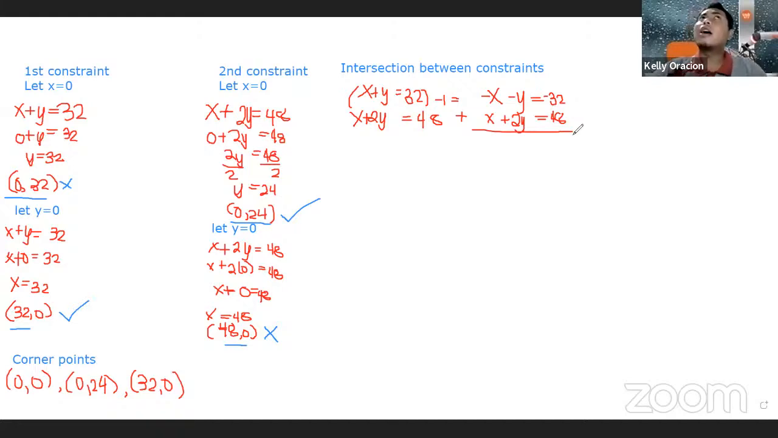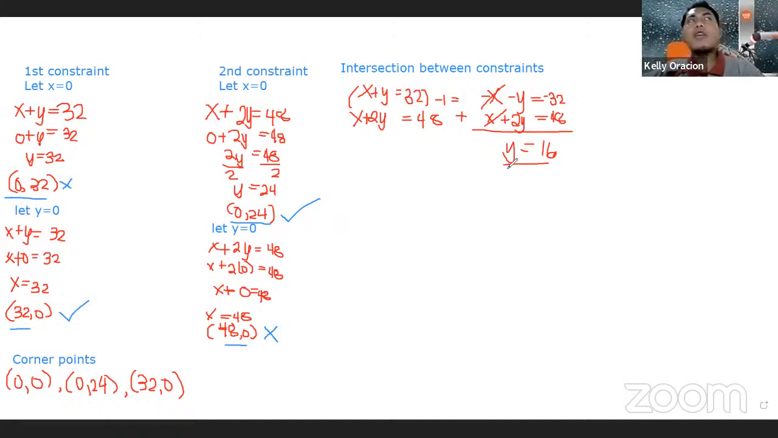Now, there are a lot of ways on how to solve system of linear equation, and one of them is the elimination method. Meron din tayong substitution method, so it's up to you, no? So in this process, I applied elimination method. So I multiplied the equation by -1 para ma-cancel. So ma-cancel ito. Kaya plus ang operation. So -y plus 2y is y. -32 plus 48 is 16. So we have already the value of y.